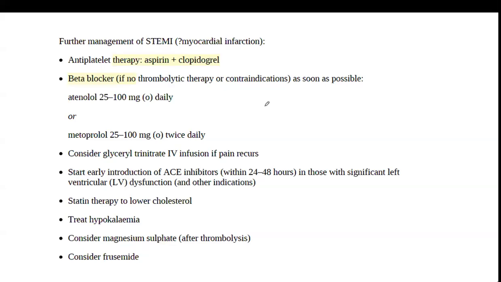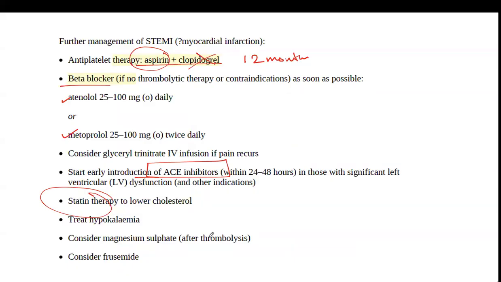So once a patient has got ST elevated MI, their long-term medication will continue like this. They will be on aspirin and clopidogrel for 12 months. After 12 months, we will stop their clopidogrel and they will only be on aspirin. Then a beta blocker, so any of these, atenolol or metoprolol, will be continued. Then we also start the patient on an ACE inhibitor. And if the patient has high cholesterol, which they will, we put them on a statin. These are the after-discharge medications.